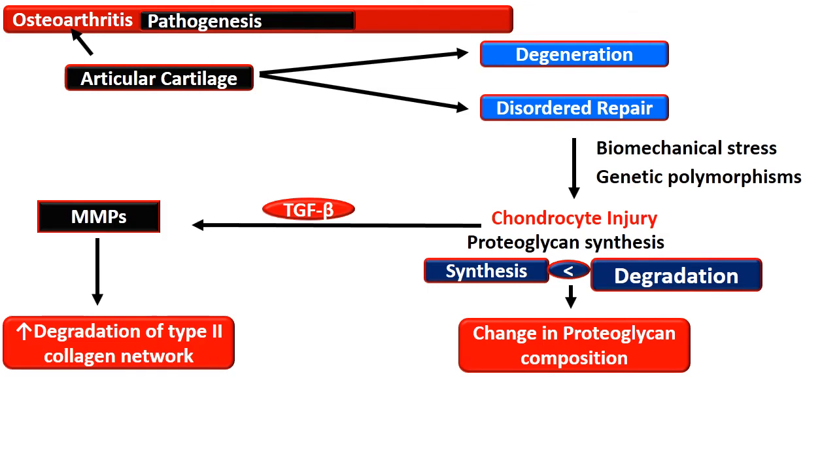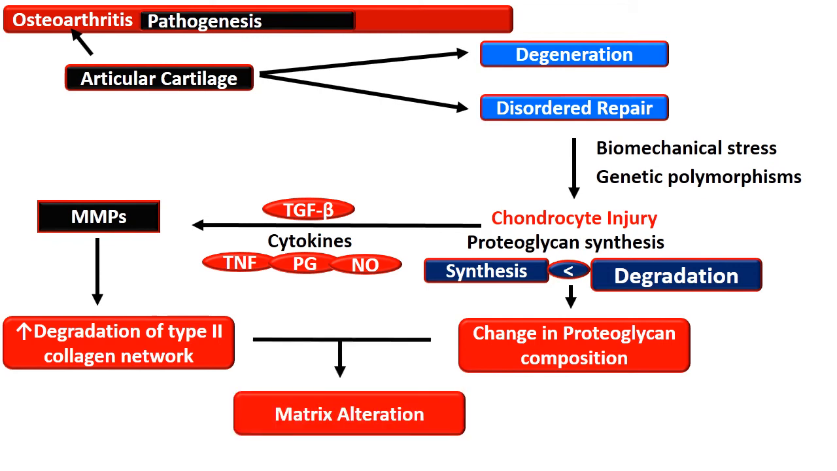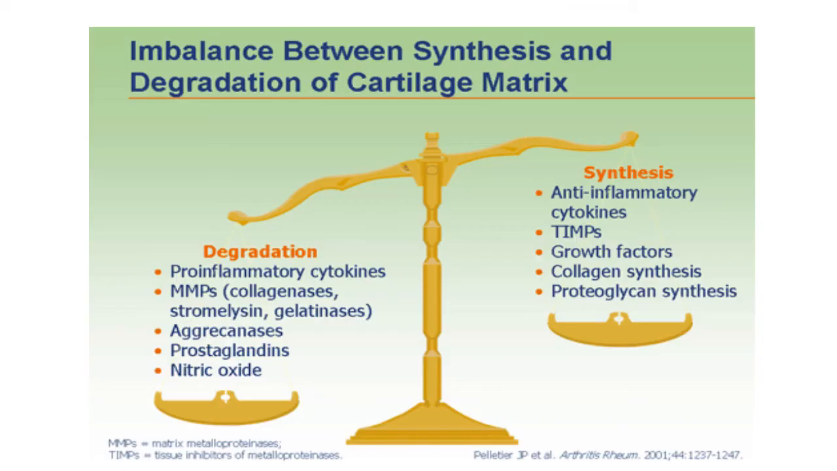Chondrocyte injury also leads to TGF beta secretion, and through its secretion the matrix metalloproteases are secreted, and through this TGF beta mediated matrix metalloprotease secretion, there is increased degradation of the type 2 collagen network. There are other soluble mediators liberated, that are TNF, prostaglandins and nitric oxide also. So there is low level inflammation which contributes to the insidious nature of this disease due to alteration in the matrix.